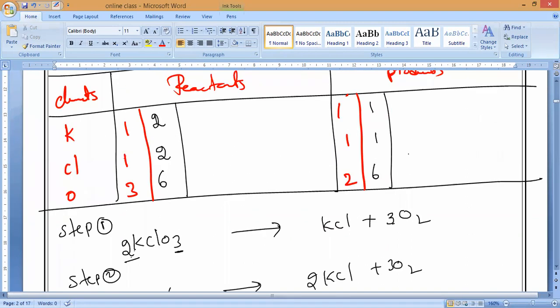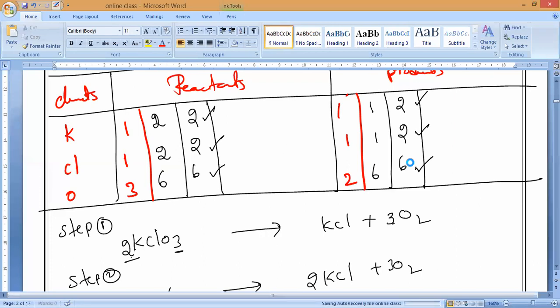So what is happening? Reactant side, no change. Product side will come exactly 2, 2, 6. That's all. Now balanced or not? Verify. So what is the balanced equation? 2, 2, 6. Any doubt, guys? Yes? That is the answer. Now, everybody solve this one. Clear, guys? Yes, sir.